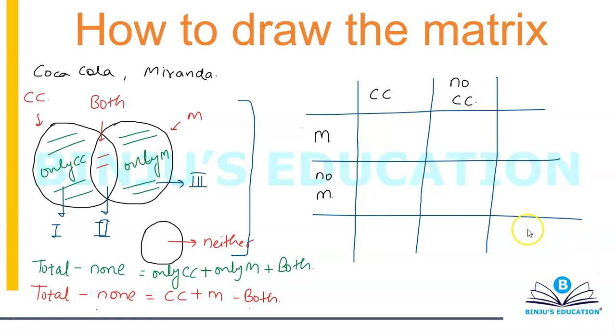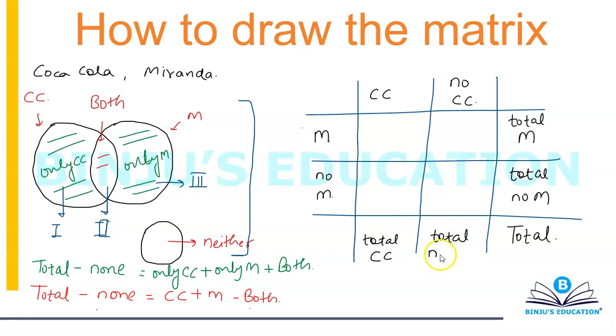Okay. Now this portion here represents the total number of people who will be attending the party. This here represents the total number of people who will be having Mirinda. This one represents the total number of people who will not be having Mirinda. This here represents the total number of people who will be having Coca-Cola. This represents the total number of people who will not be having Coca-Cola. Total Coca-Cola, total no Coca-Cola. Okay. Now let's look at the boxes.